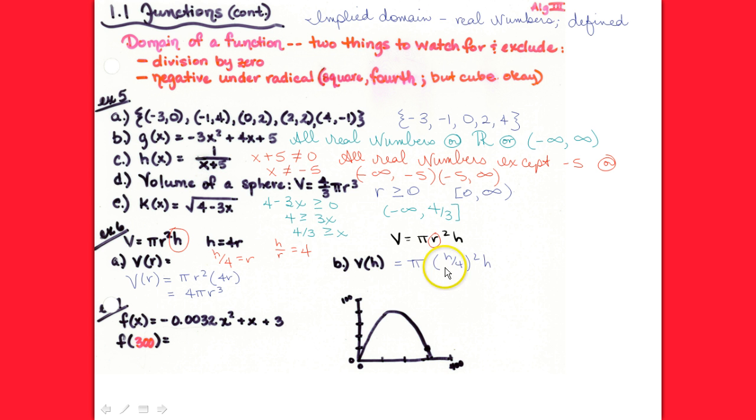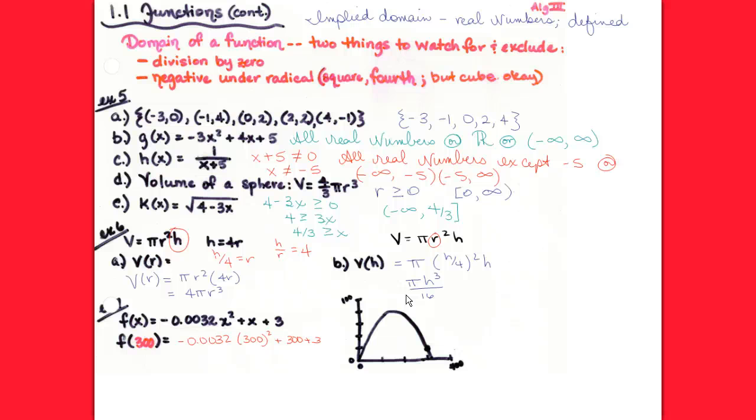So pi r squared h. Do a little bit of simplifying. So we had h over 4 squared, that's h squared over 16. So h squared times h gave us h cubed over the 16, and then we had that pi out in front as well. So we've rewritten that volume using only the variable h. So we've rewritten the volume as a function of the height.